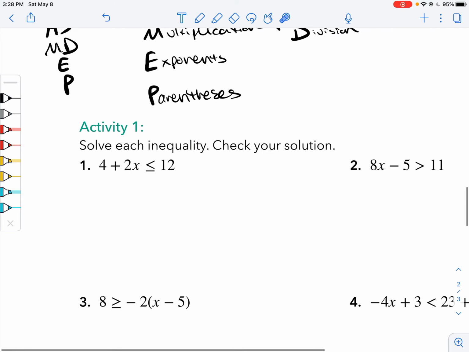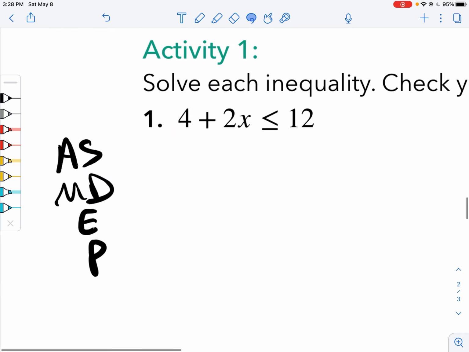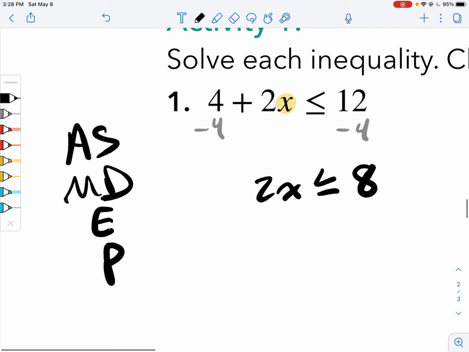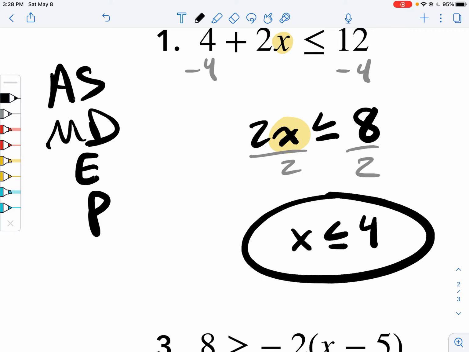Okay, first, we want to undo addition and subtraction. So to get this variable all by himself, we're going to first undo that 4. That'll give us 2x is less than or equal to 8. Now, to get the variable all by itself, we want to undo the 2 times. To undo the 2 times, let's divide by 2, which gives us x is less than or equal to 4. Cool, right? Let's do another one.